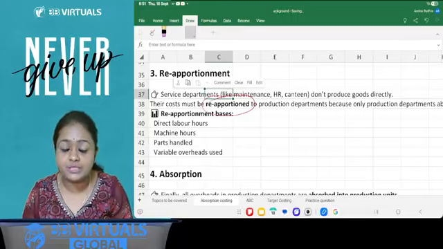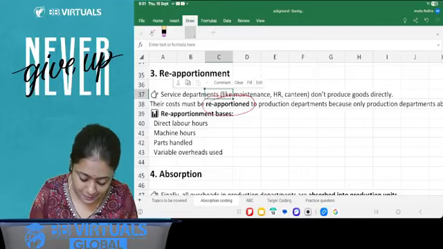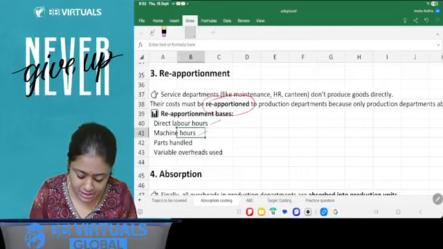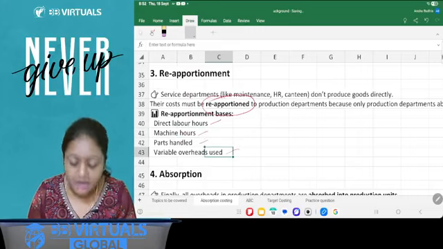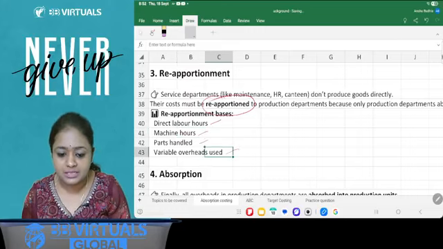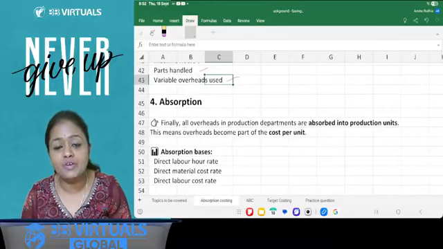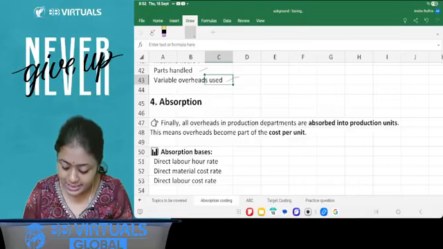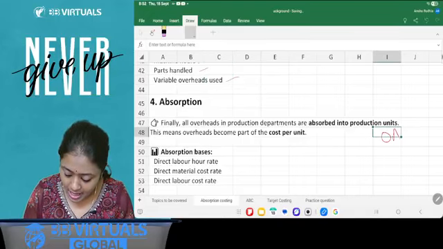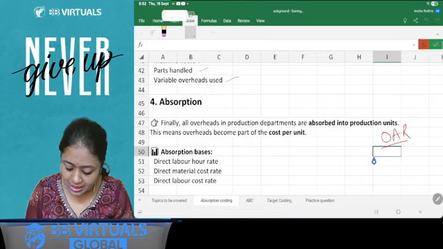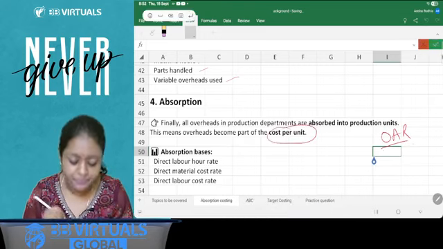The different ways by which we can reapportion is on the basis of direct labor hours, machine hours, parts handled, variable overheads used, and so on. So that depends upon what is the basis that we are using. Finally, we will absorb them into the overheads based on your OAR and calculate the cost per unit.